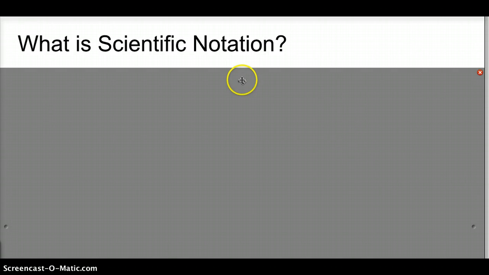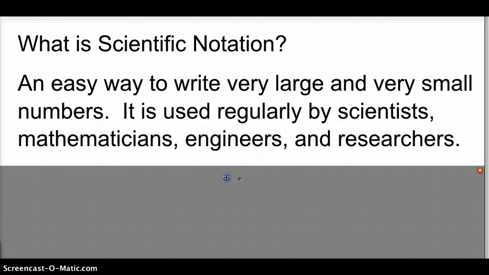What really is it? It's basically an easy way to take very large numbers or very small numbers and work with them. It's used often by scientists, researchers, engineers, mathematicians. Anybody in a medical field would often use this as well.